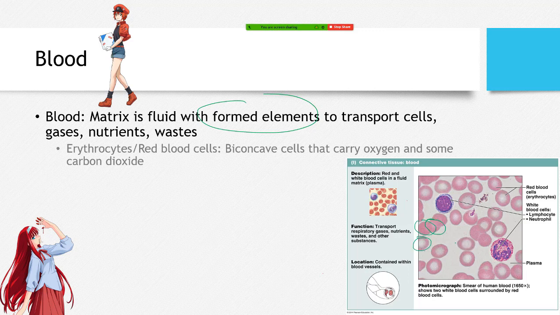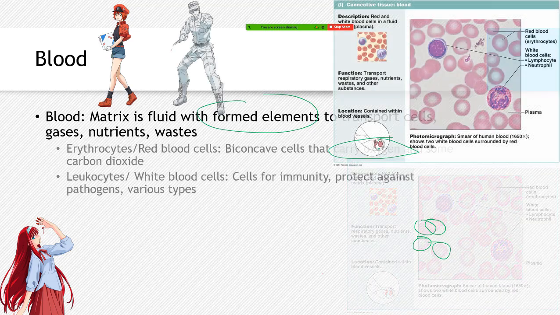These are called erythrocytes. And the function of the erythrocyte is to carry oxygen. That's the main function of it. It does carry carbon dioxide, but not that much of it. Most of the carbon dioxide is going to be transported within the plasma or the fluid in the blood.